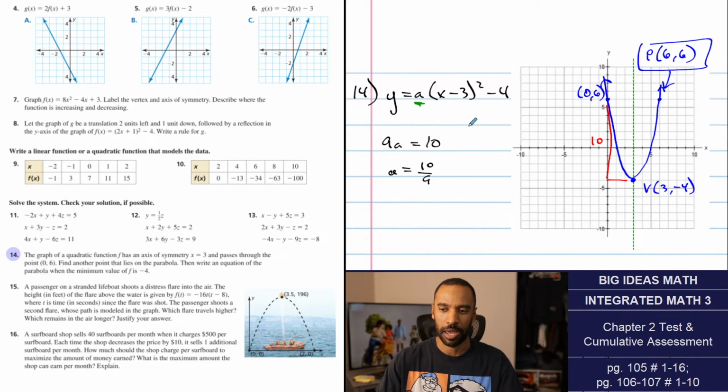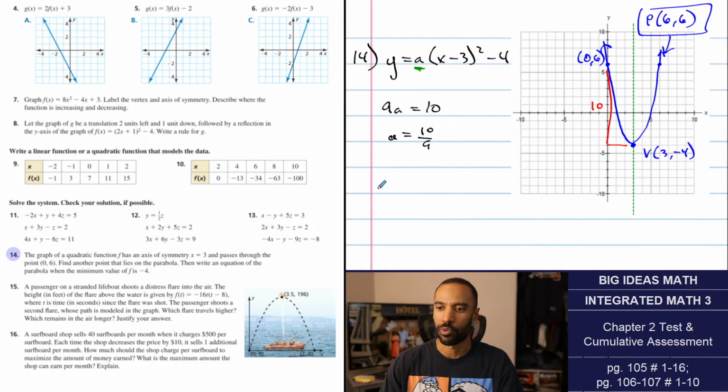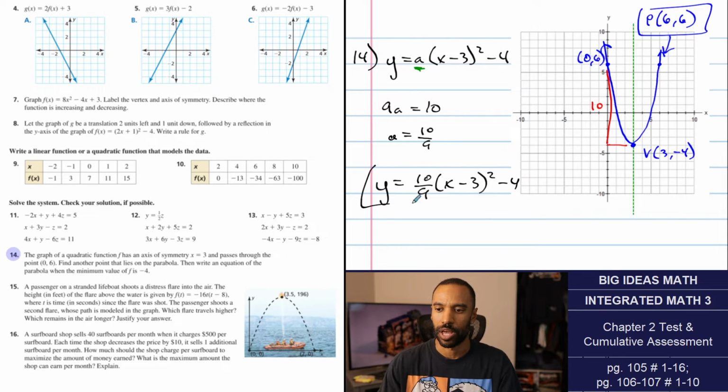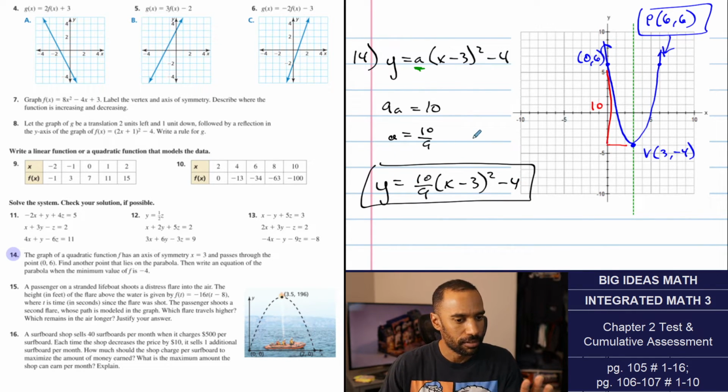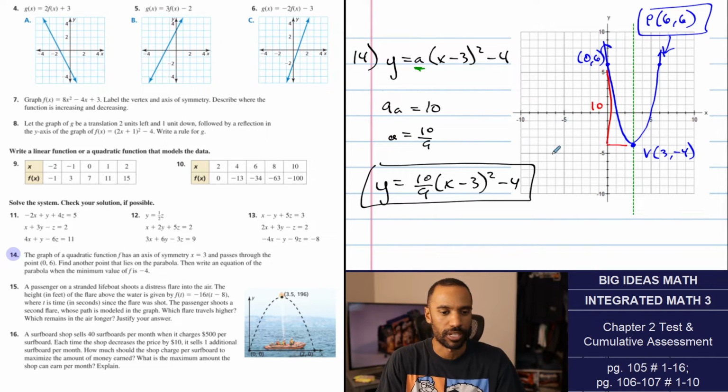So this is the value that I'm expecting for this thing as a whole, and then I can write the answer based off that, if that makes sense. So my equation would then be y equals 10/9 times (x minus 3) quantity squared minus 4. So that would be a final. Did they say... They didn't say what form. So I guess vertex form is satisfactory.